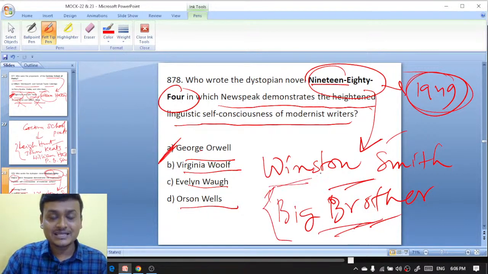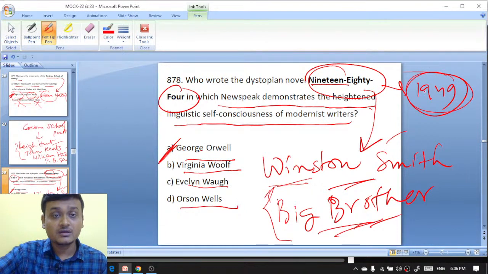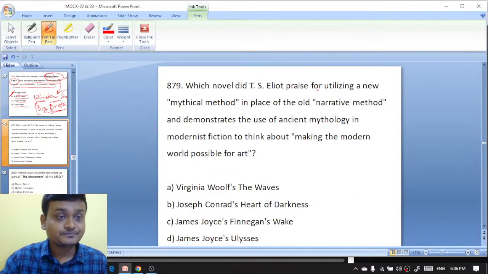And there is also the Thought Police that appeared in this novel. It was published in 1949. It's a dystopian novel. Moving on to question number 879.